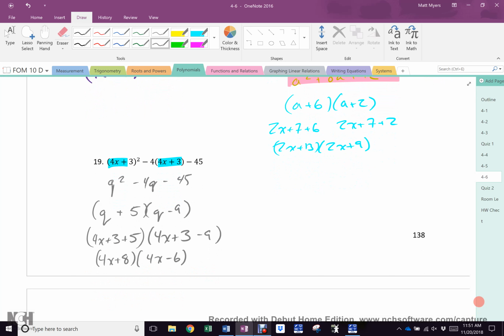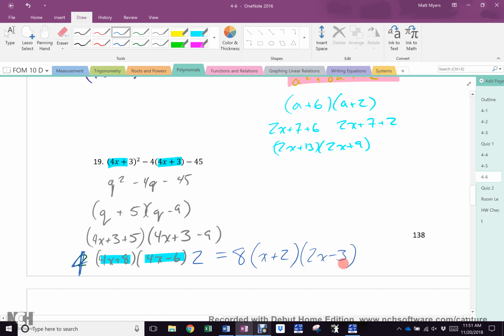And then, of course, you notice what? Out comes a 2. And you notice what? Actually, out comes a 4. Thank you. Out comes a 4. And what comes out of there? 2. A 2. What's 4 times 2? 8. What's 4x plus 8 divided by 4? X plus 2. And what's 2x minus 6 divided by 2? And then you'd be done.